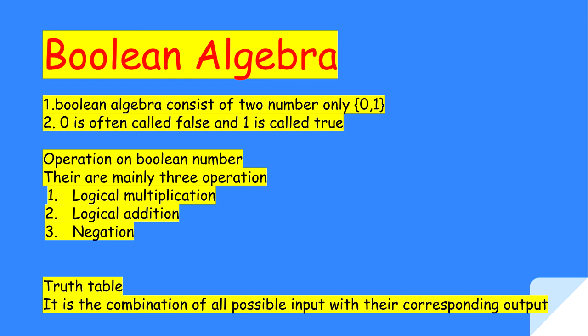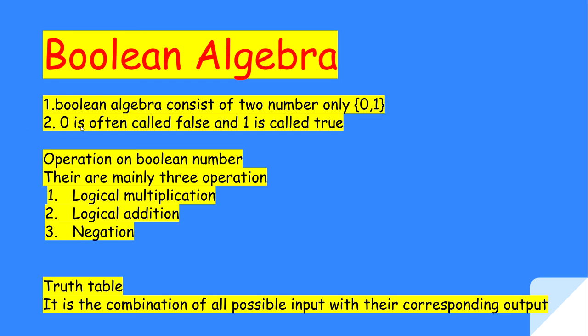Hey guys, I'll start this chapter, Boolean Algebra, and this is super simple, and you'll have a lot of fun doing problems related to this chapter. Boolean algebra consists of two numbers only, a set of 0 and 1. Why is it called Boolean but not just algebra? Because there are only two numbers involved, therefore it is called Boolean algebra.